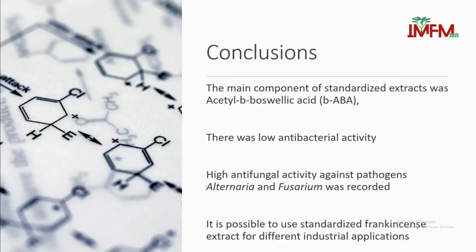So in conclusion, we can show that the main component of that standardized acid extract is acetyl beta boswellic acid. There was a low antibacterial activity of that extract. However, there was high antifungal activity against plant pathogens. And it is possible to use this standardized extract for different industrial applications, in particular, probably to prevent growth of plant pathogens.